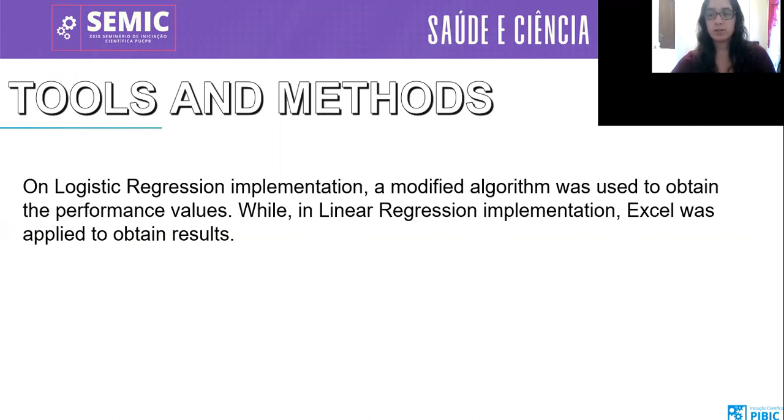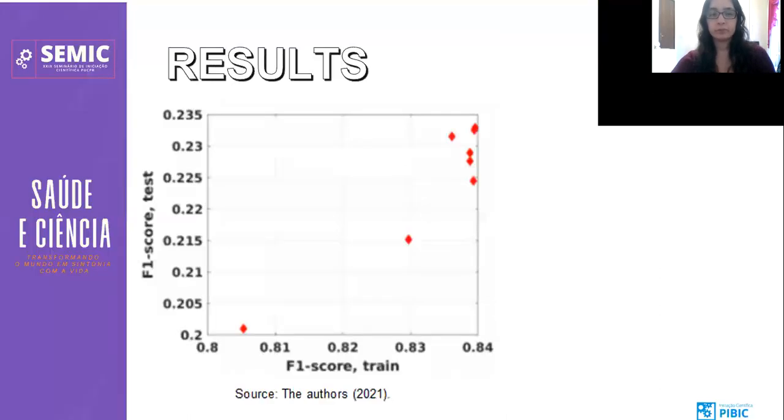First, in logistic regression, data was divided into two datasets, the training dataset and the test datasets, and then tested in the algorithm. And then linear regression implementation was done, and a different result with a different criteria to evaluate was obtained.